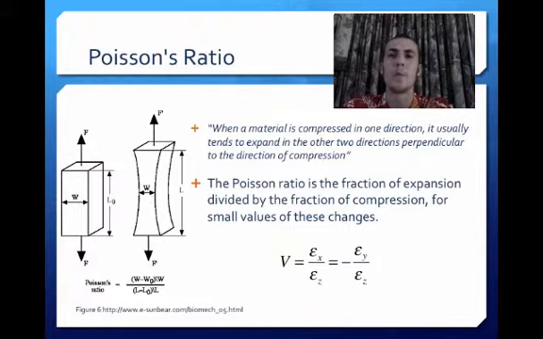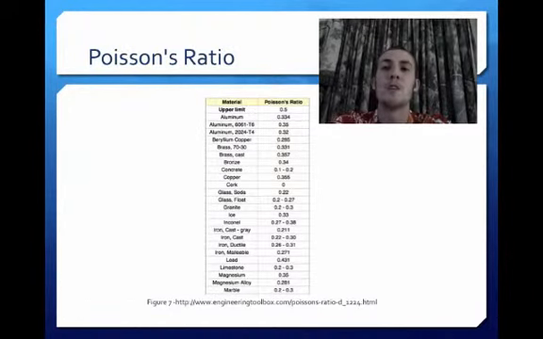Poisson ratio is a measure of the Poisson effect, which can be described as when a material is compressed in one direction, it usually tends to expand in the other two directions, perpendicular to the direction of the compression. The Poisson ratio is the fraction of expansion divided by the fraction of compression for small values of these changes. Poisson ratio for a list of materials is shown to the left. Note that Poisson ratio has to be between the ranges of -1 and 0.5.